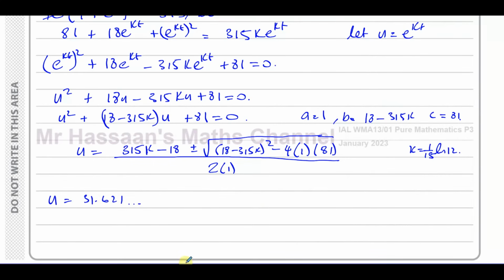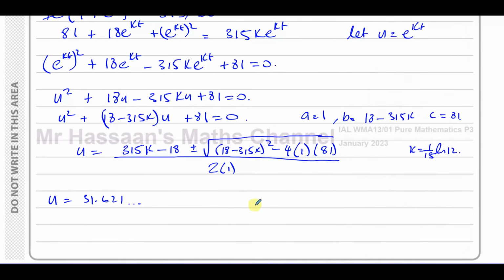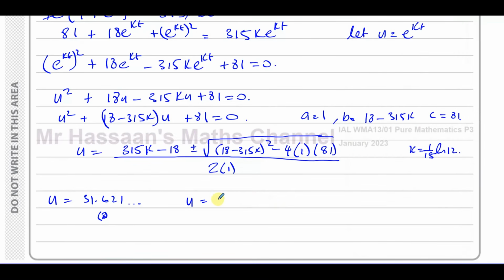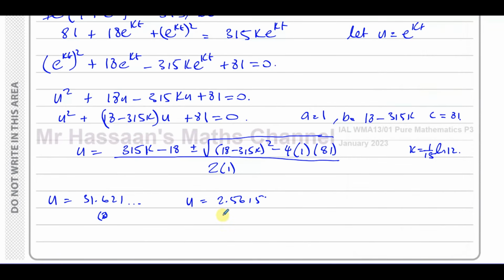31.621 continues. I can even store that if I want as b. So I can call this b in my calculator. And then the other value of u is going to be by changing this here. So let's go back to the answer here, and let's change this to a minus. So that gives us 2.5615, and I can even store that as c.